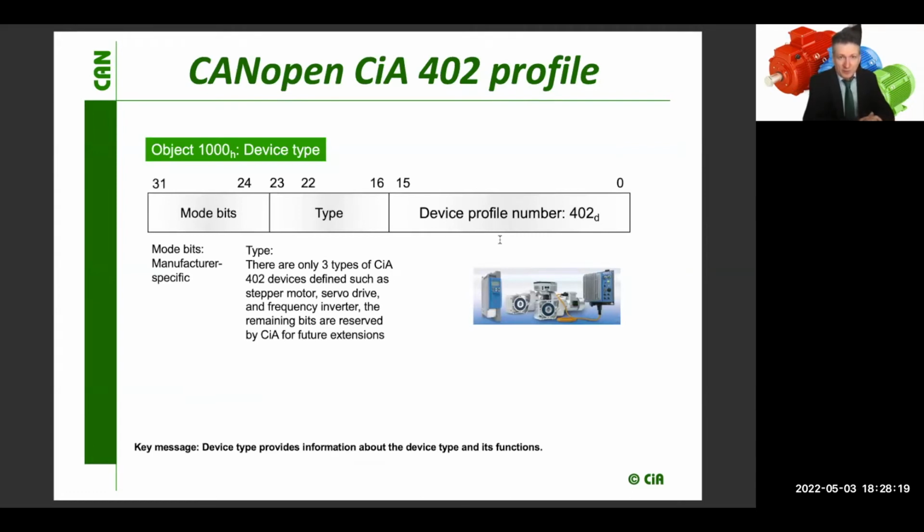A little overview: how do I read this object 1000 by using CANopen protocol SDO or CANopen FD protocol USDO? With only one access, I can read that the device profile is the drive profile 402. I can read the type of the device. What is this actually? Is it a generic device or a step motor or whatever it might be? The types are defined in there.